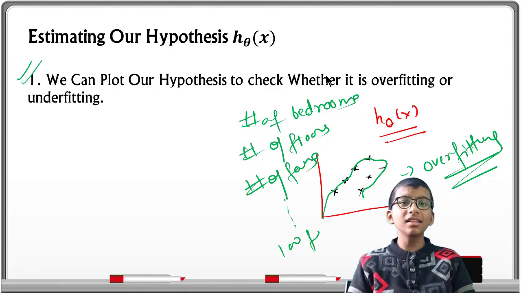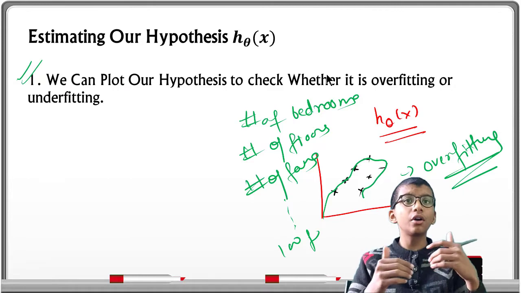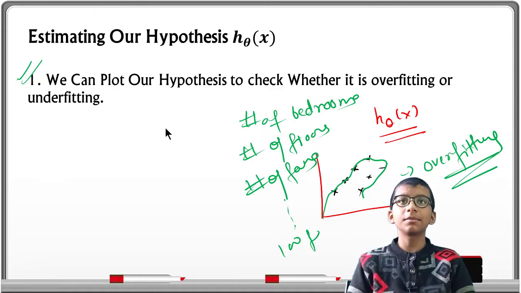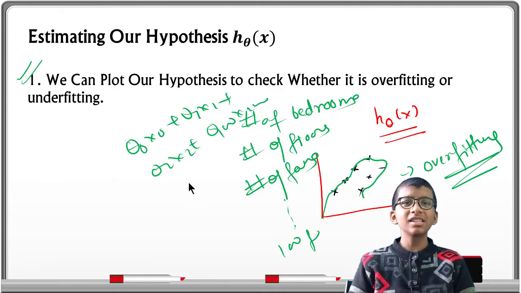So it is not possible to plot this hypothesis on our XY plane, because our hypothesis will be something like theta 0 x0 plus theta 1 x1 plus theta 2 x2, all the way down to theta 100 x100. This is not possible to plot on an XY plane.